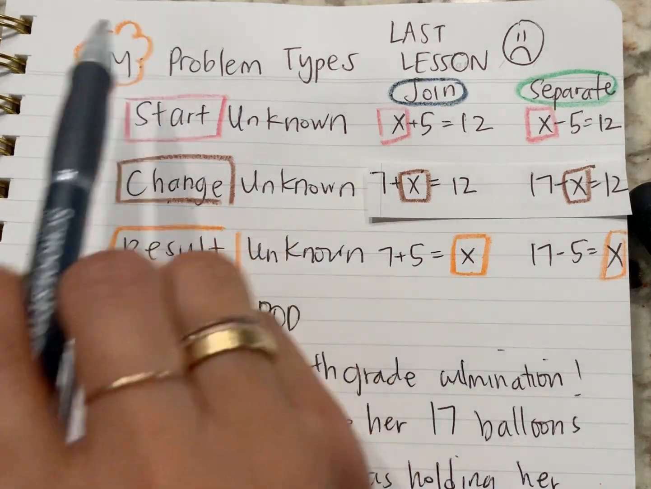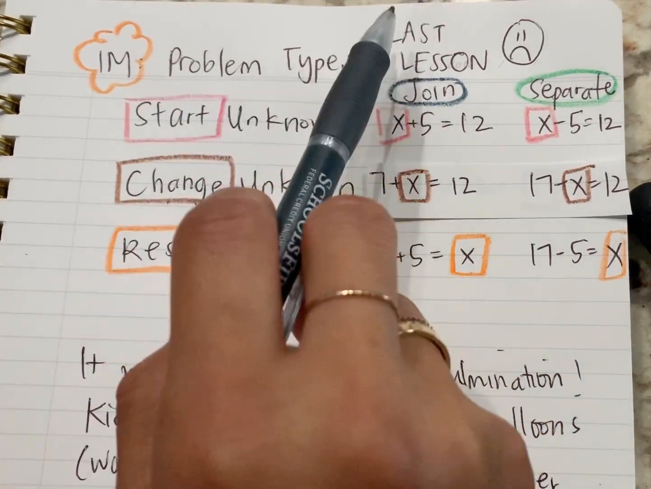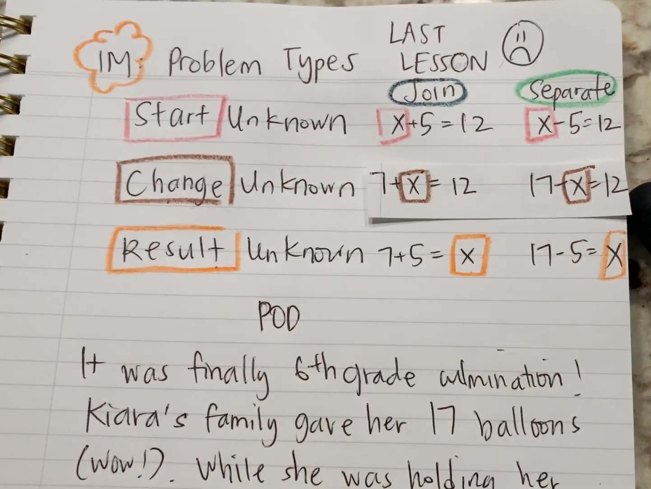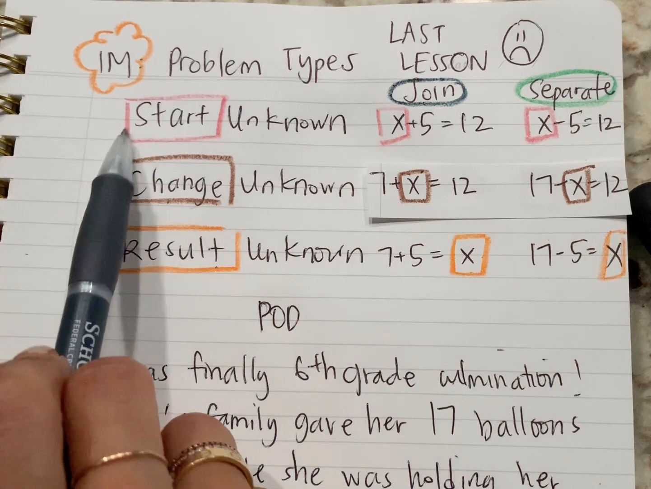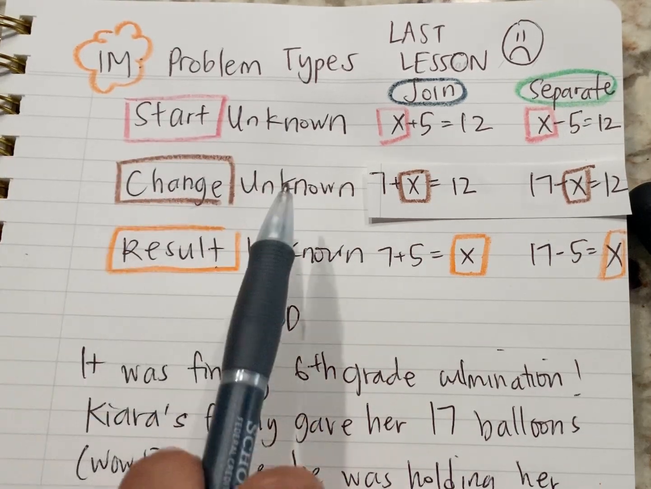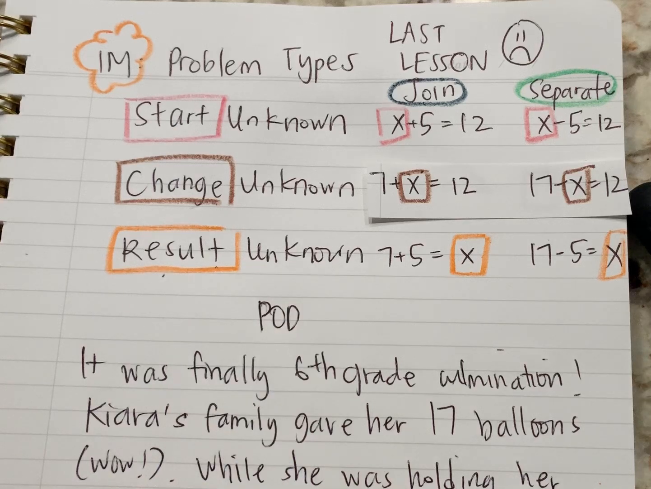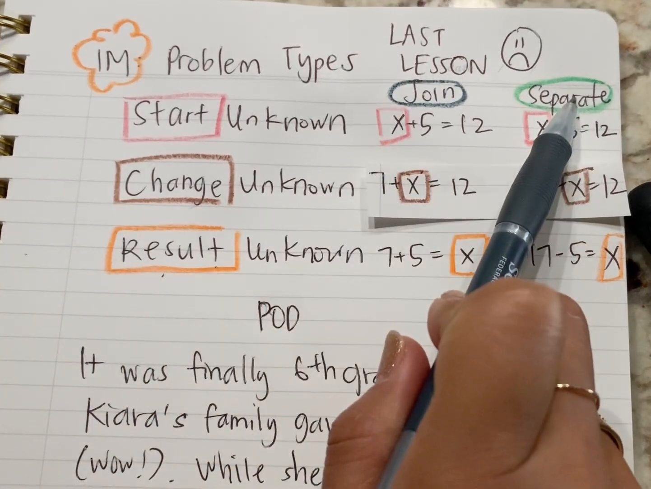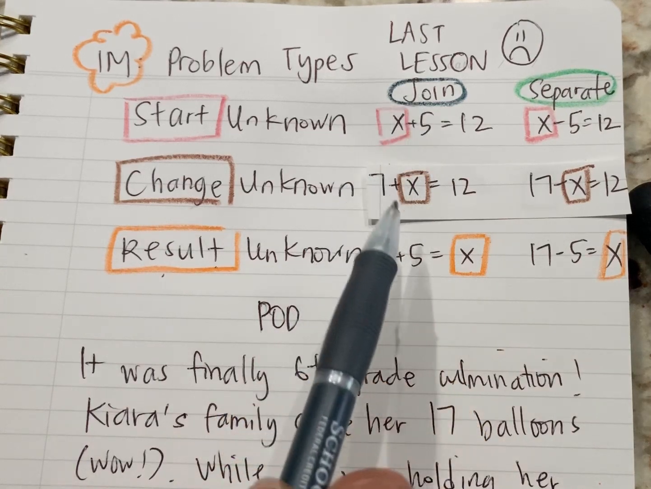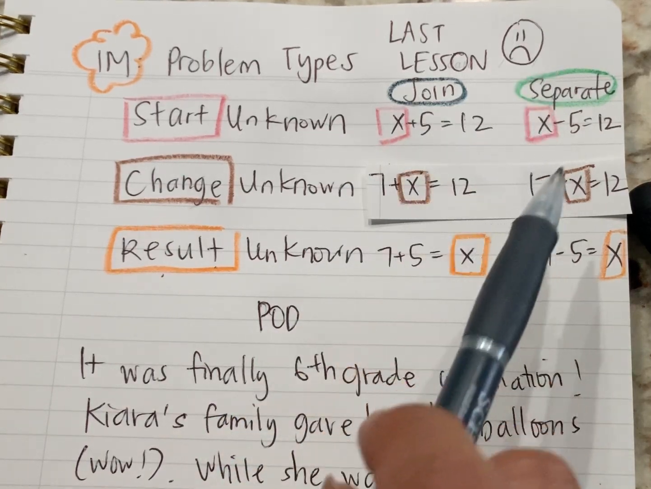All right, so today's interleave math is called problem types lesson. Sad. I'm going to be talking about problem types in 3 different ways. Hopefully all of this is not new to you, but if it is, here it is. The 3 problem types are start unknown, change unknown, and result unknown. The 2 ways that we're going to talk about these 3 problem types are join and separate. Join, as you can see, is addition, and separate is subtraction.